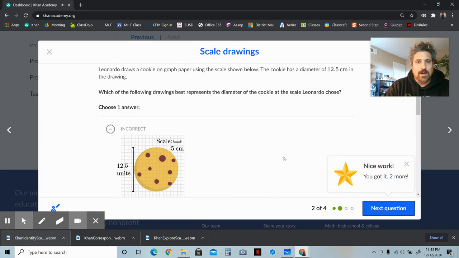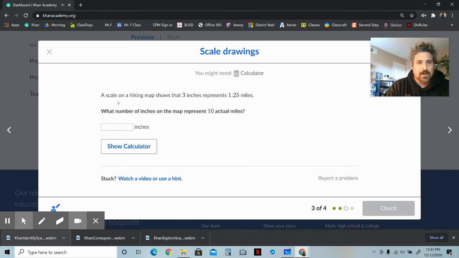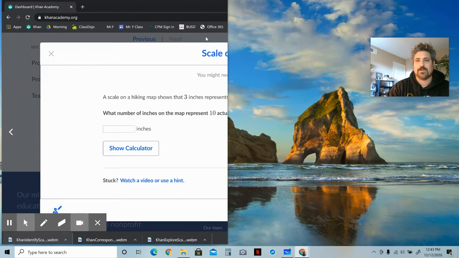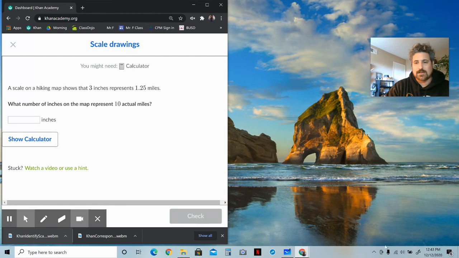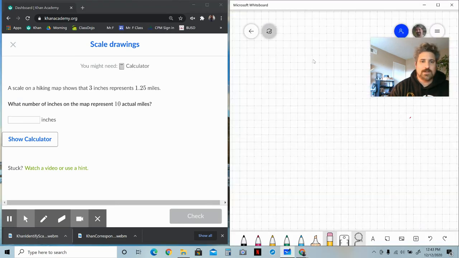All right, let's see the next one. A scale on a hiking map shows that 3 inches represents 1.25 miles. This is better. This is more like a real world problem you solve. Okay, so let's take a look at this one. So in this situation, once again, you've got a hiking map and you've got the real world stuff. So this is once again map to world. So you're looking at the map value on top, the world value on bottom.